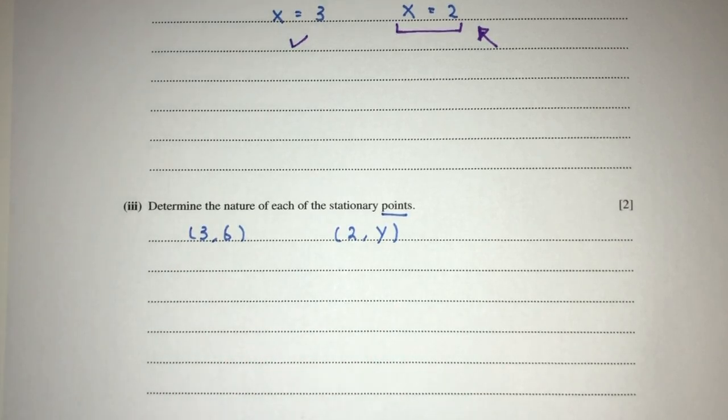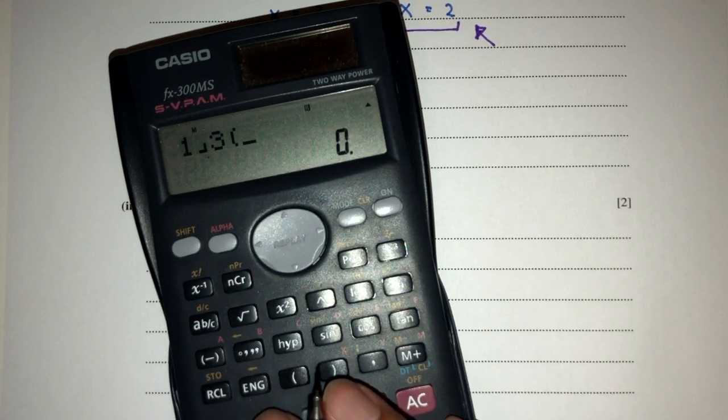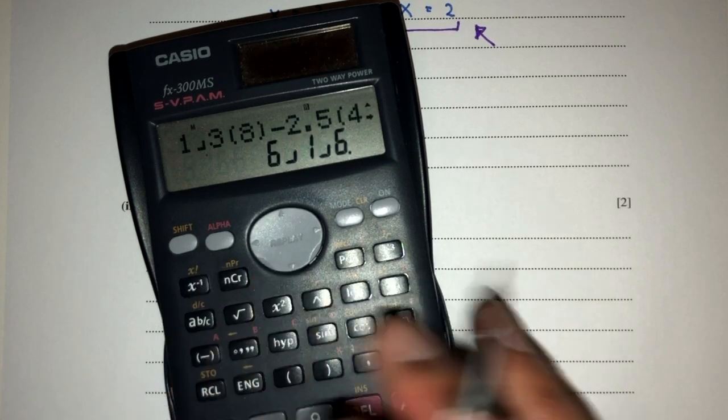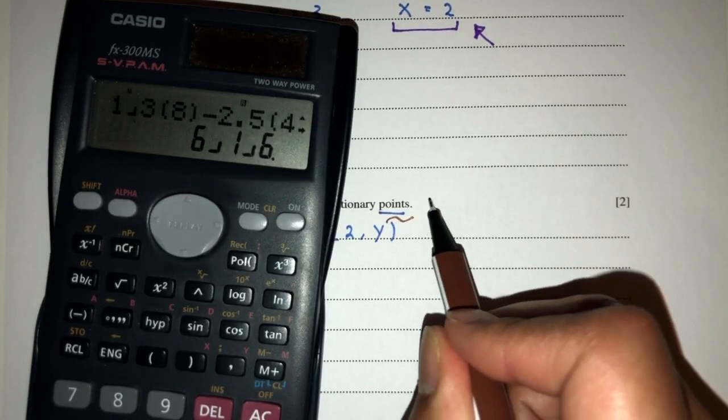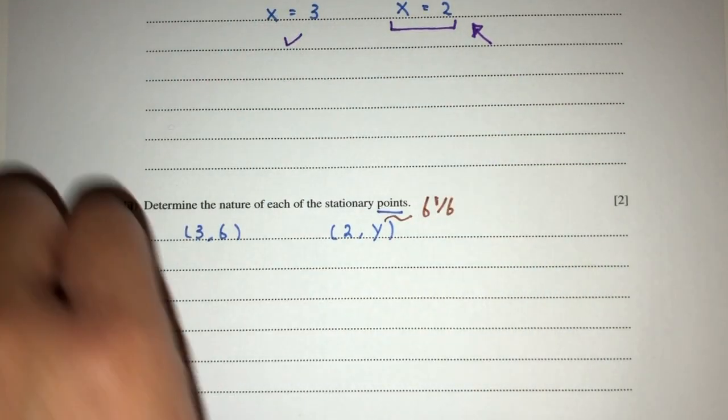Let's find y. What is the y value of x equal to 2? Replace back in your main equation. Let's see what you have. 1 over 3, 2 power 3 will be 8, minus 2.5 times 4, plus 12, plus 1.5. That should be something like this. That's the y value, which is 6, 1 over 6. But we don't need that anyways. We just need to find the nature of those points.